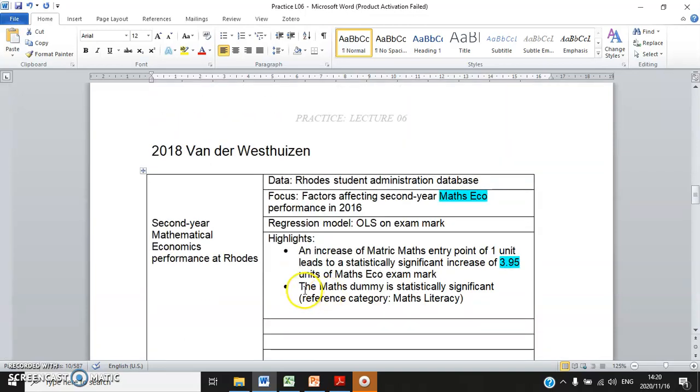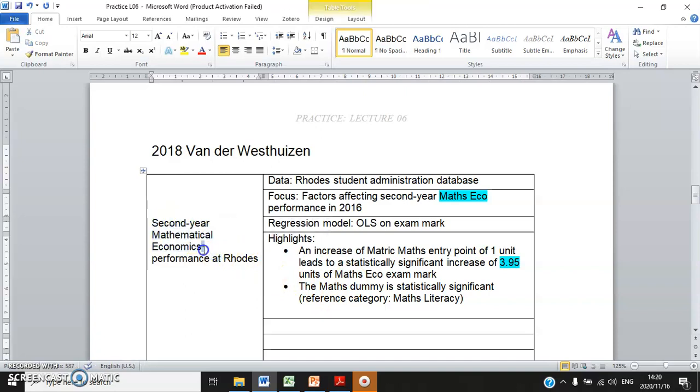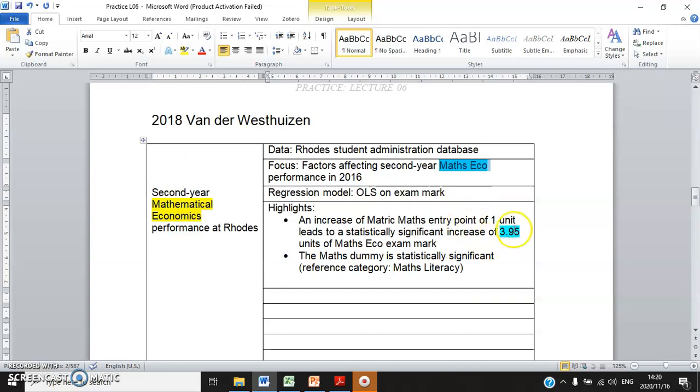Third one, 2018, Wursthazen, impact of matrix mass on second year mathematical economics performance. This is a highly quantitative module, so I suppose the impact of matrix mass will be stronger, because if you did well in matrix mass, you should do much better in undergraduate mathematical economics, given the quantitative nature of the module. It was done at Rhodes on mathematical economics, not micro. Look at the much bigger parameter, and again the result is significant. So the first three studies show that matrix mass has a significant positive impact on undergraduate economics performance, but the impact is the greatest for the third one, much greater.